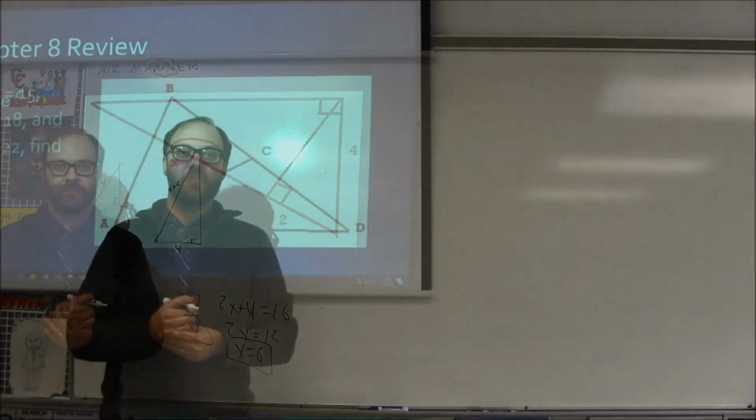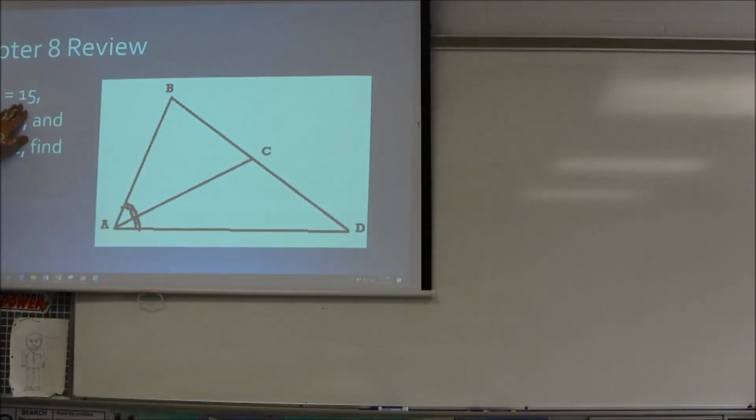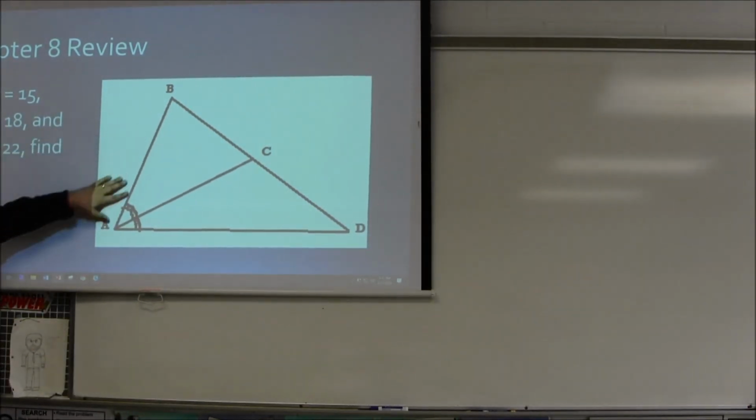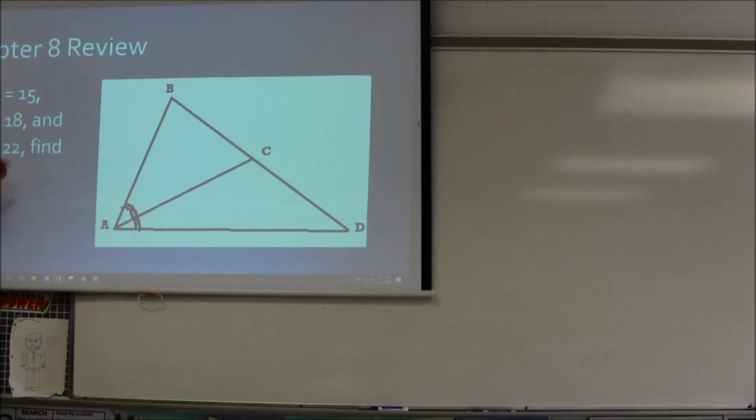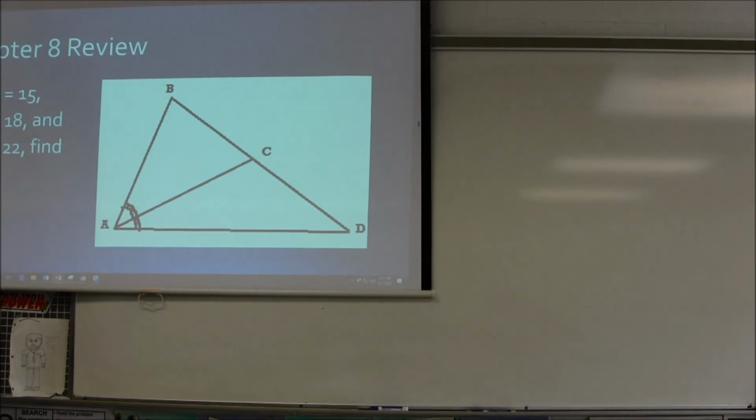All right, we have our final problem. Let's take a look at it. We're told that AB is 15, so that's this thing right here. AD is 18, which is the side length down here, and BD is 22. We want to find the length of BC.